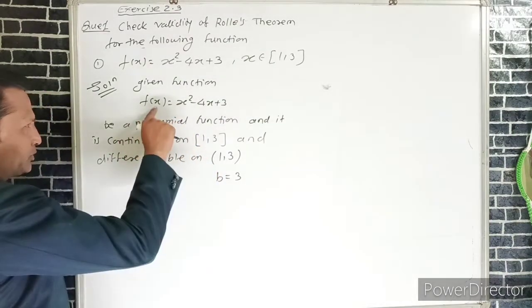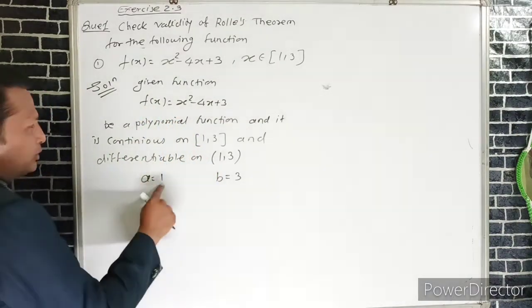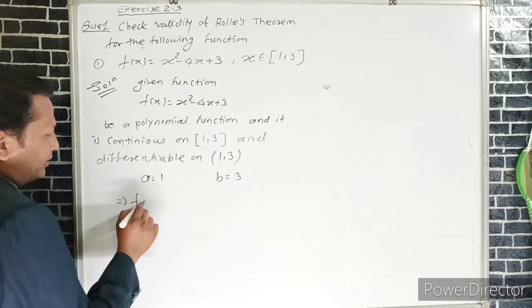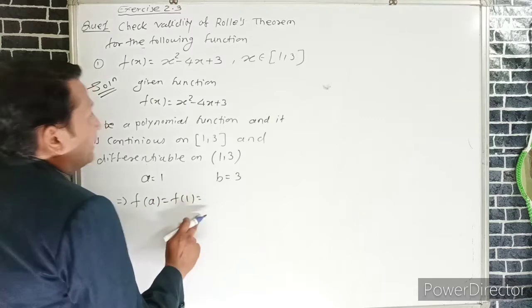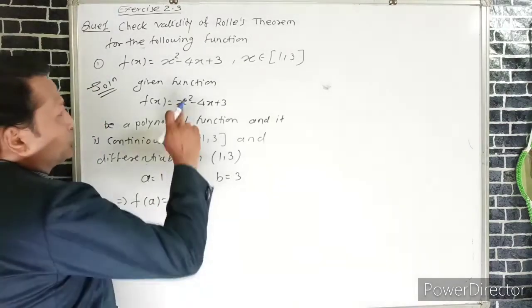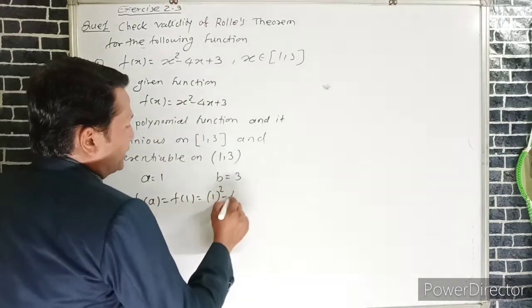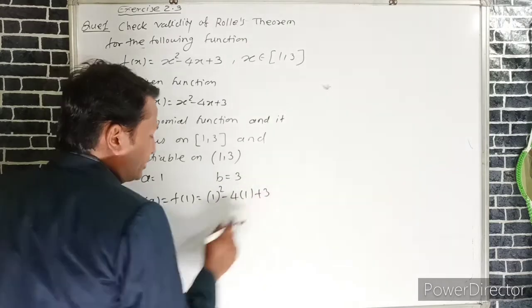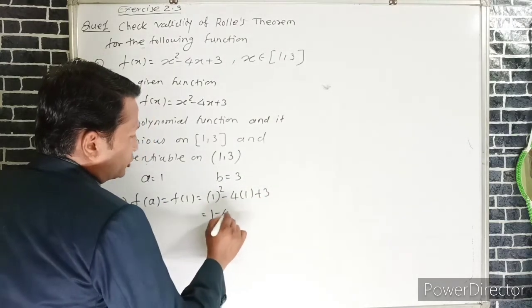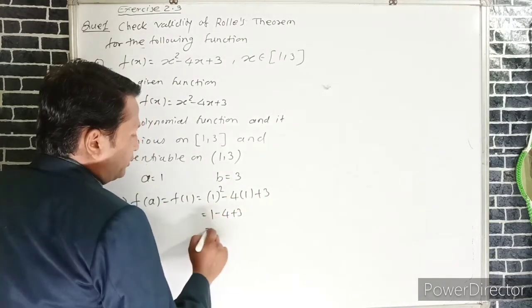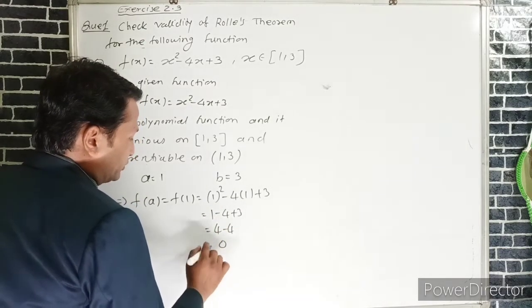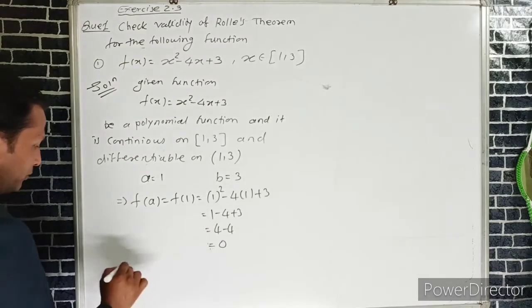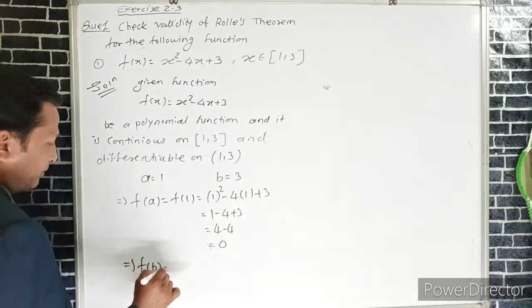So if we substitute x equals a equals 1, we can find the value of f(a), which is f(1). Replacing x with 1, we can write 1 square minus 4 into 1 plus 3. Here 1 square is 1, minus 4 plus 3: 1 plus 3 is 4, 4 minus 4 is 0.